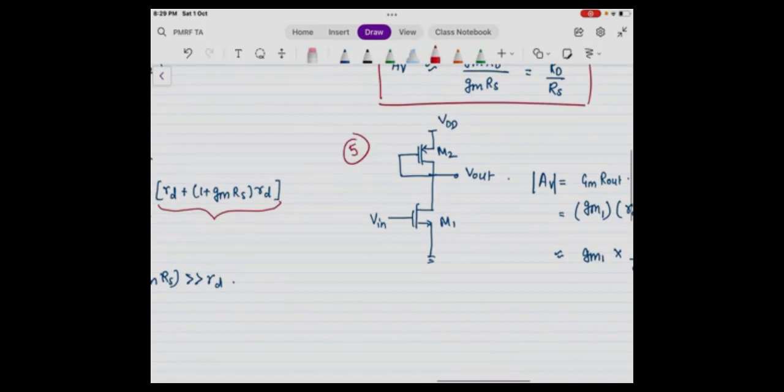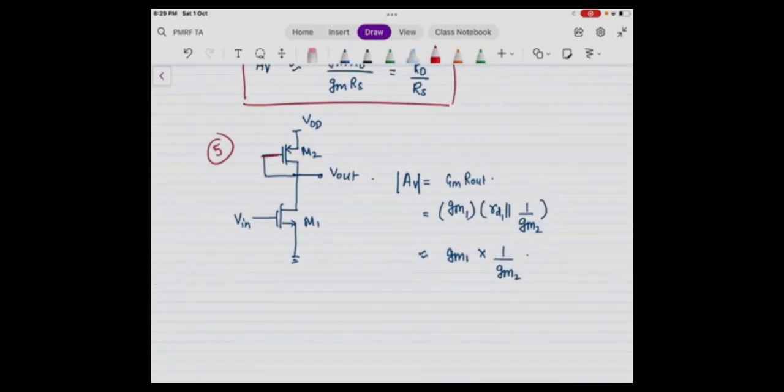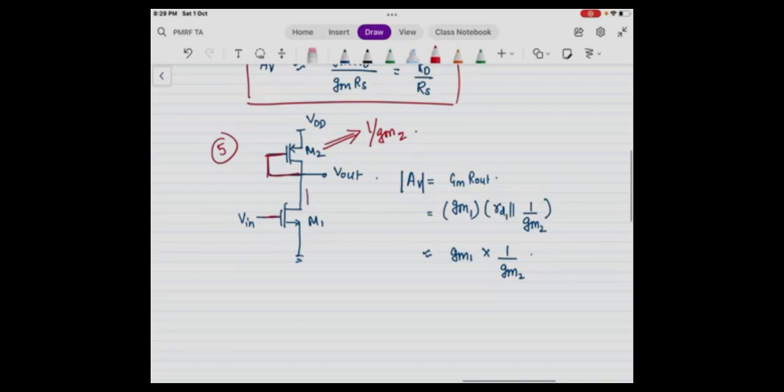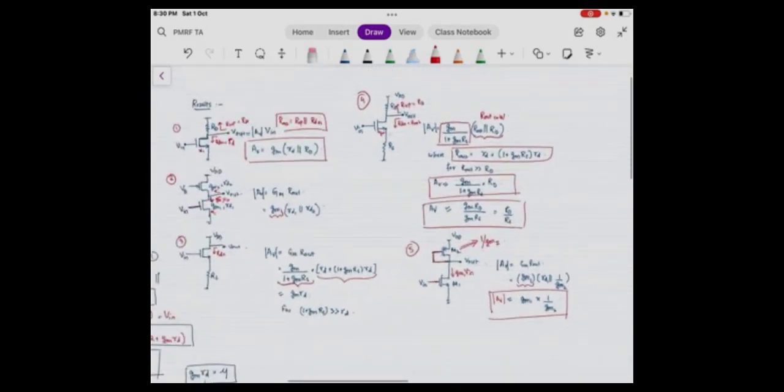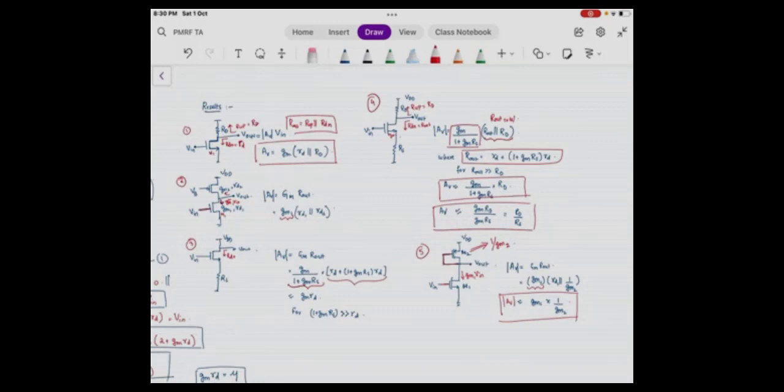Now the fifth can be that there is this diode connected load, and the diode connected load always has a resistance of 1 by GM2, which I think we have seen in one of the classes. Now this Vin is going to cause GM1 Vin. So basically the capital GM will be GM1, and R out will be R up parallel R down, so 1 by GM2 parallel rd1, and this can be approximated as mod AV equals GM1 by GM2. Like this I have shown you 5 configurations, but many more are possible, and you have to use this conceptual knowledge to analyze these kinds of MOSFET configurations or circuits.